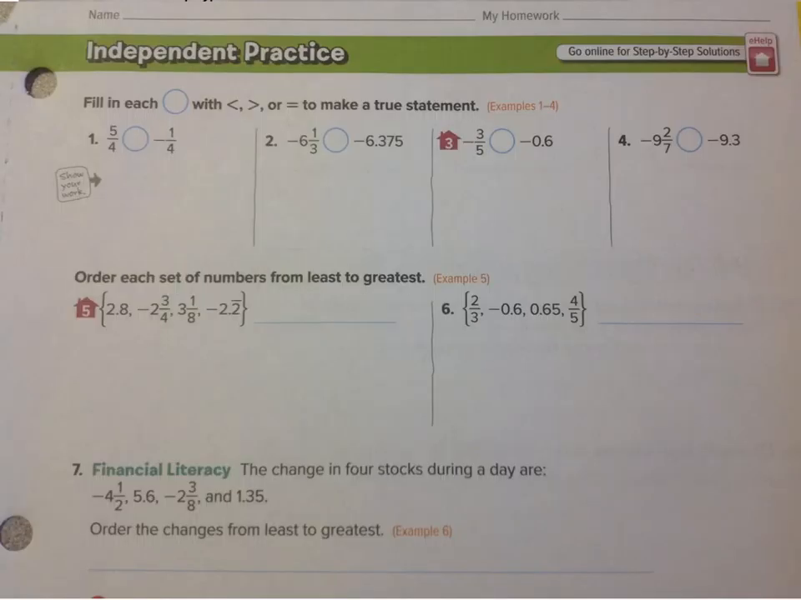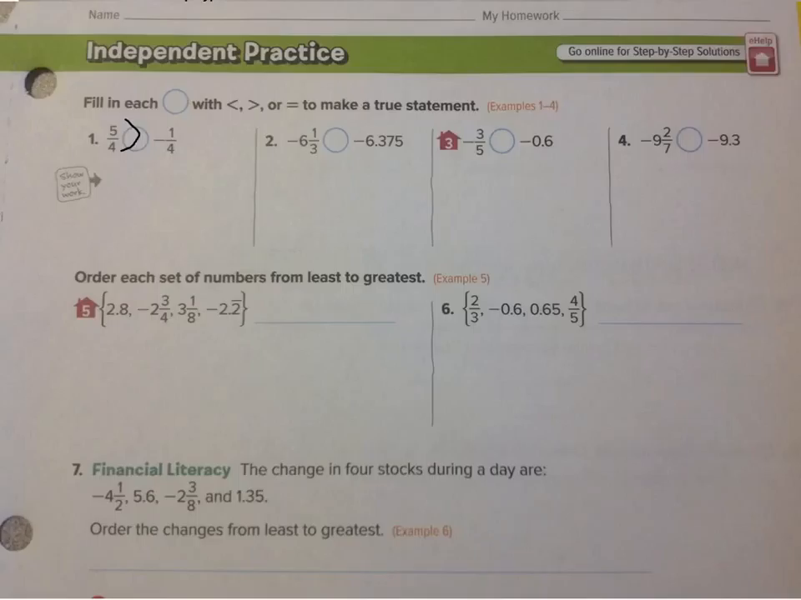Now we are on page 391 for the worksheet. And for the first 4 problems, we need to fill in each circle with a greater than, less than, or equal to sign to make the statement true. And so for the first one, you can obviously see that 5/4 is going to be greater than negative 1/5, just because a positive is always greater than a negative number.